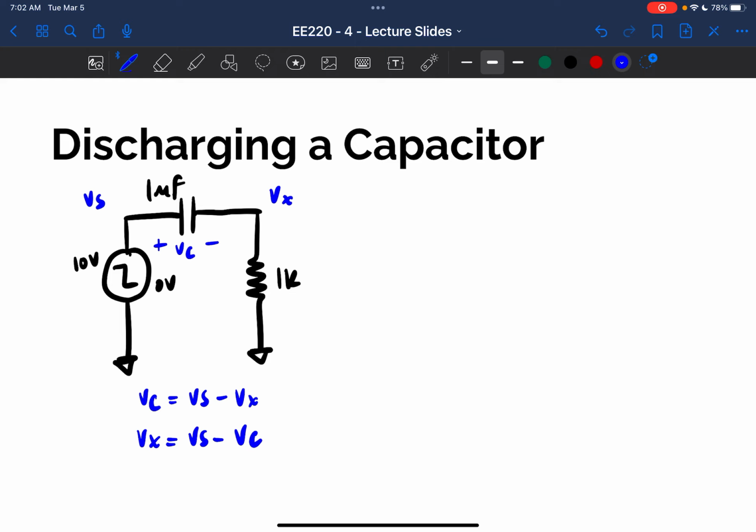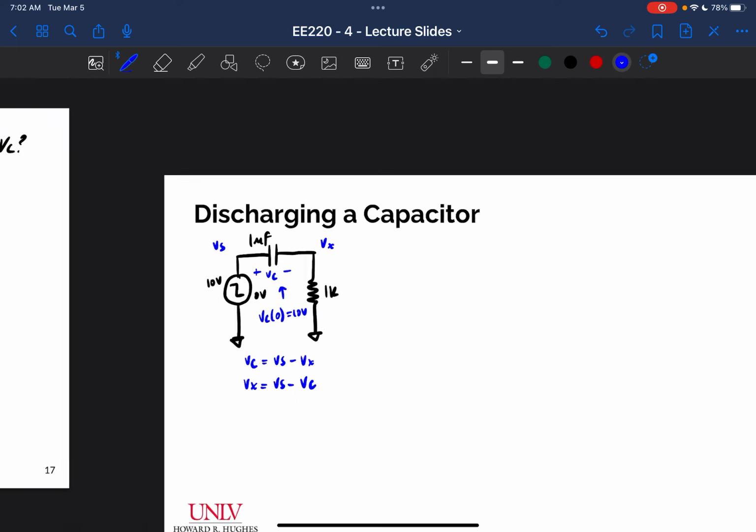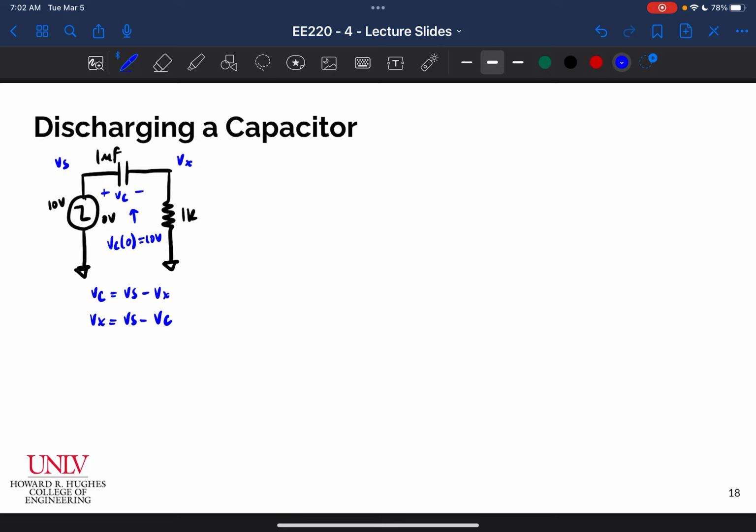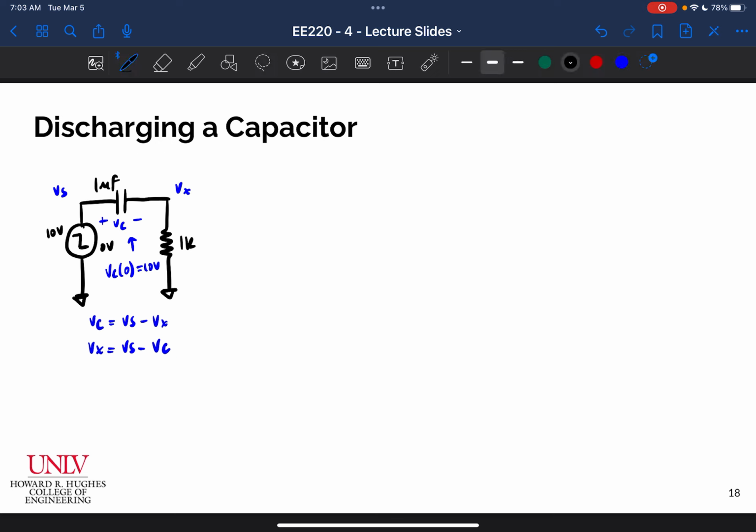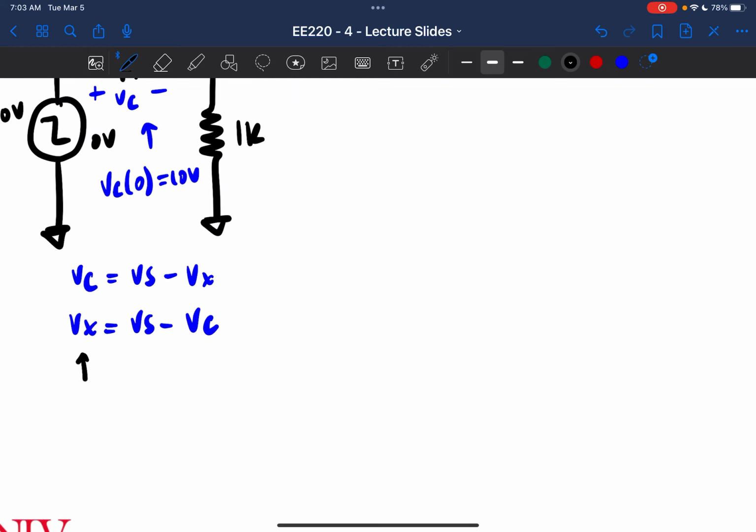And so I need an initial condition. I'm saying I'm discharging the capacitor, so I'll let my initial condition be that VC at time t equals 0 is equal to 10 volts, because my capacitor is charged. And what I'm interested in, like I was last time, is what VX is going to look like. What is that voltage at that node going to look like over time? Let me move all this down a little bit. And again, I'll draw 3 plots here, because it's clear that in order to determine VX, we need to determine both VS and VC.